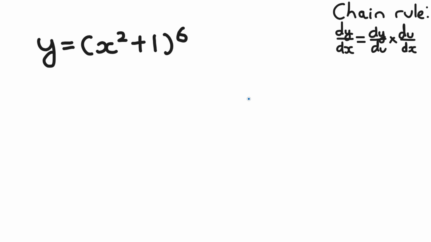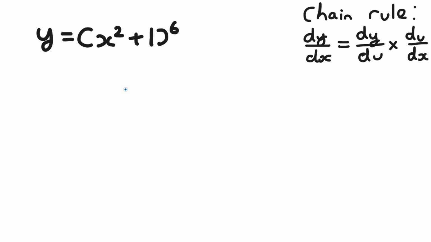The easiest way to explain this is by showing you. So in this example, the inner function is this x squared plus 1. So we're going to say that u is equal to x squared plus 1, because this is the inner function. And therefore, we can rewrite this as y is equal to, instead of (x squared plus 1) to the power of 6, we can write it as u to the power of 6, as u is equal to x squared plus 1. Okay, so in order to find dy over dx, we first need to find dy over du.